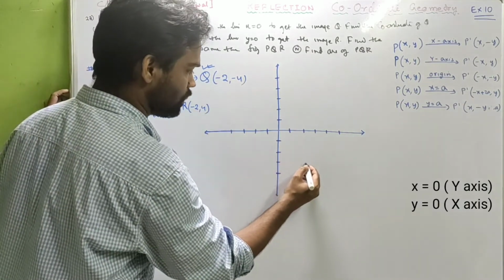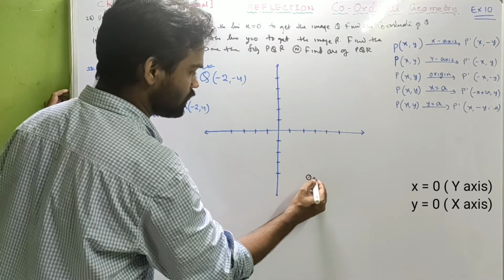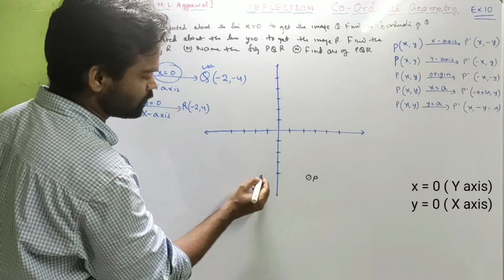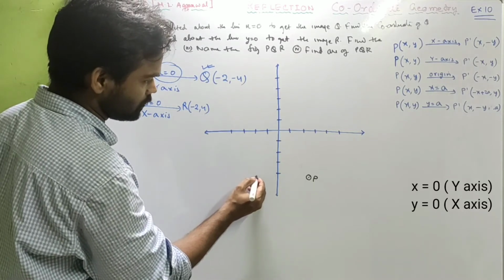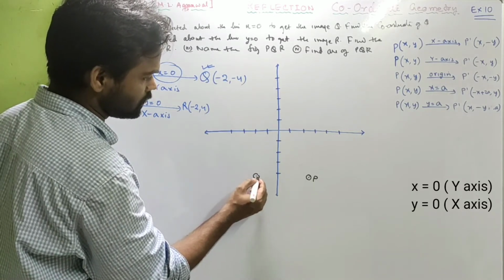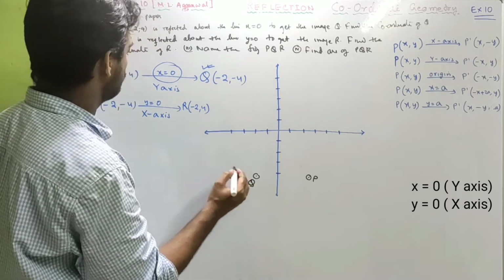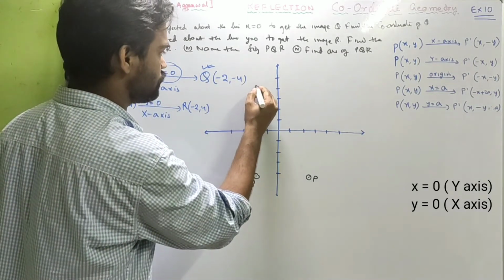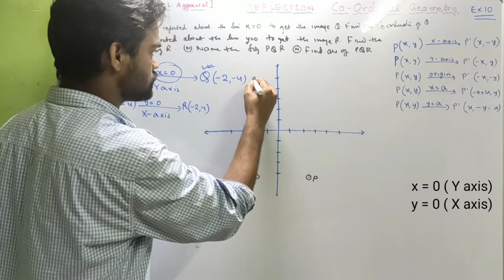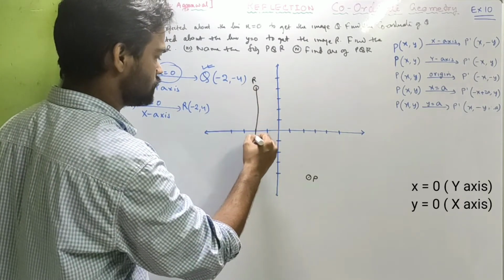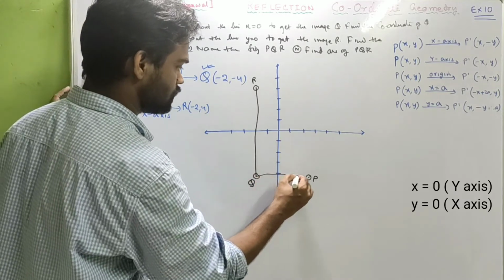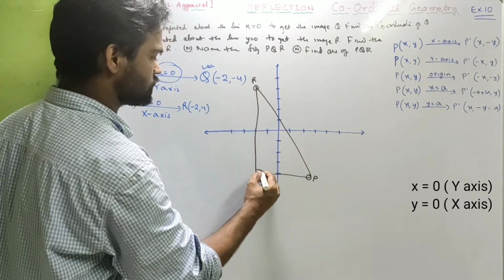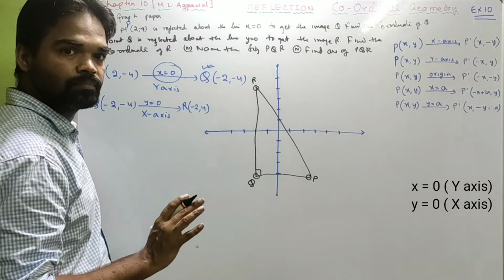So 2, minus 4, somewhere over here you're getting P. Q is minus 2, minus 4, somewhere over here, isn't it? This is Q. And R is minus 2, 4, somewhere over here. So this is your R. So when you join it, you'll get a triangle. And if you look carefully, it is a right angle triangle.